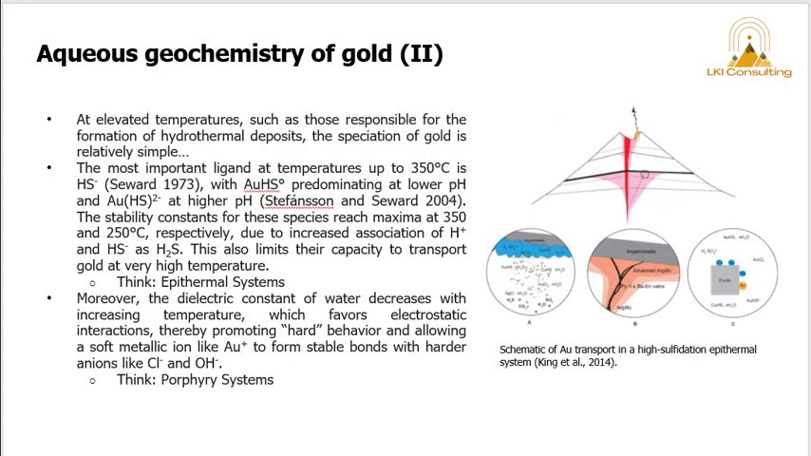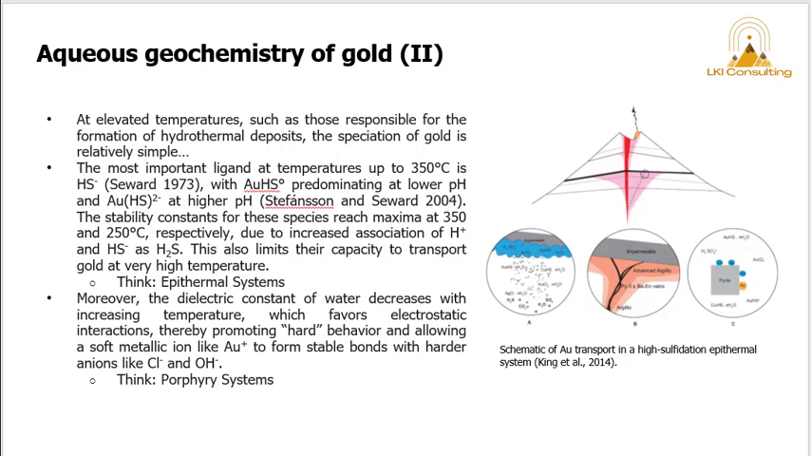So the speciation of gold in hydrothermal systems is relatively simple. The most important ligand at temperatures in the high sulfidation environment is HS negative, with AuHS2 negative at higher pH and AuHS0 at lower pH.